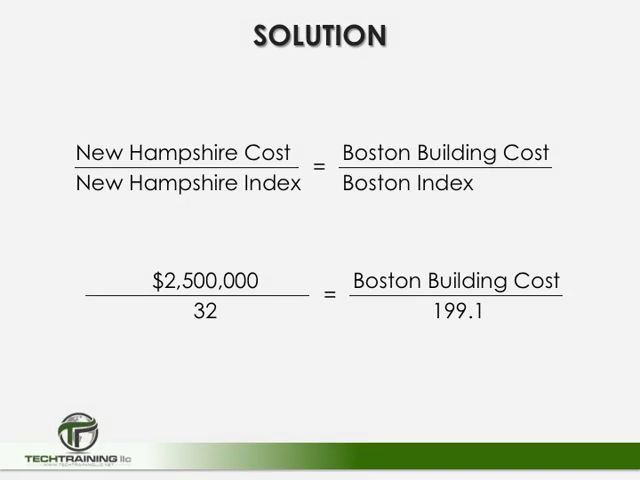Now, if you don't know how we came up with that number, all we're doing is solving for the Boston building cost. So in this equation, what we would do is take the $2.5 million multiplied by the current cost index of 199.1 divided by the historical cost index of 32 would give us, or solve for, the Boston building cost.